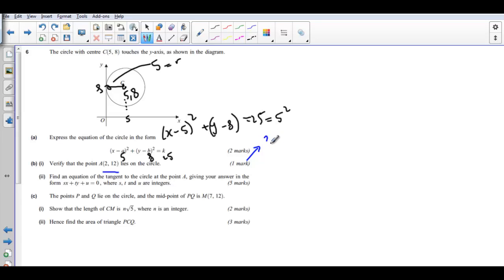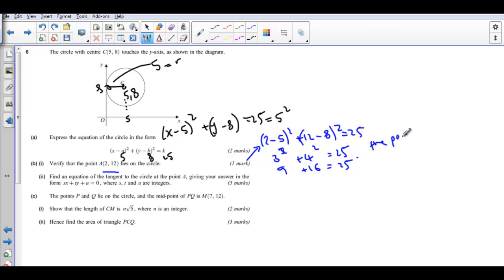Okay, so x is 2, so we've got (2 - 5) squared plus y is 12, so (12 - 8) squared, hopefully should make 25. Let's check. 2 take away 5 is minus 3, so it's 3 squared, which is 9, plus 12 take away 8, which is 4, so it's 4 squared, which is 16. When we add them together, it does in fact make 25, so we can even write the point lies on the circle.